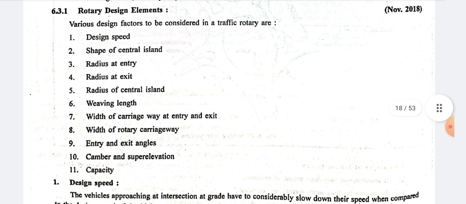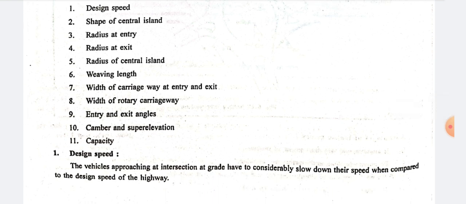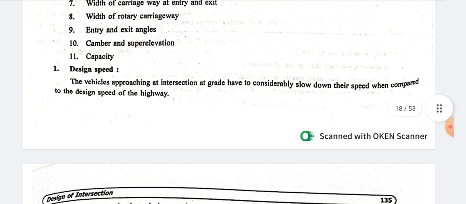Now next topic is rotary design elements. So here there are 11 main elements for the design of the rotary. So first one is the design speed, second is the shape of the central island, third one is the radius of entry, and fourth is the radius at exit, fifth one is the radius of central island, sixth one is the weaving length, seventh is the width of carriageway at entry and exit, and eighth is the width of rotary carriageway, ninth is the entry and exit angle, 10th is the camber or super elevation, and 11th is the capacity.